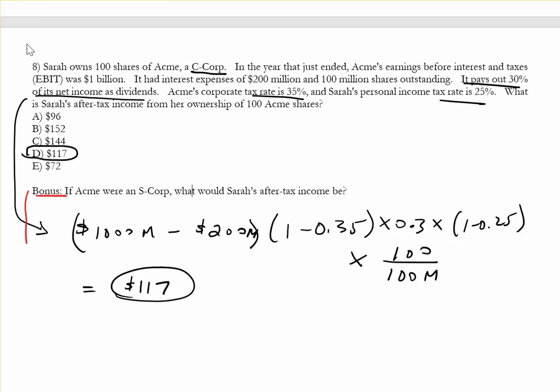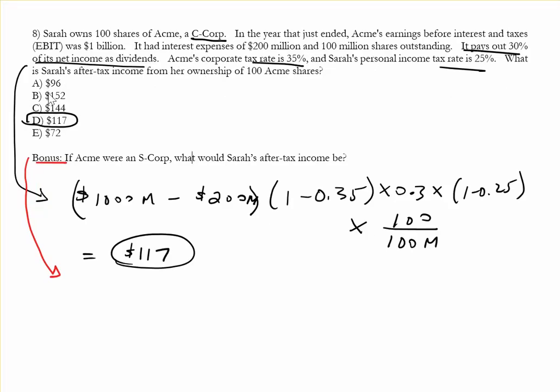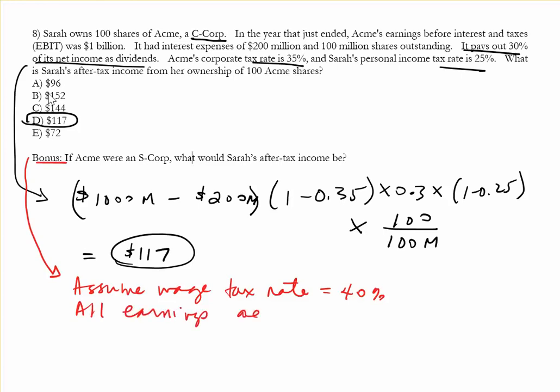Now, what if it was a S corporation? If the question asked was the S corporation, it would need to also give you this information. It would need to give you the personal wage tax rate. So let's assume it's 40%. And the other thing that is a feature of the S corporation is that all earnings have to be paid out as dividends. So we'll have to change the 30% here payout rate to 100%.